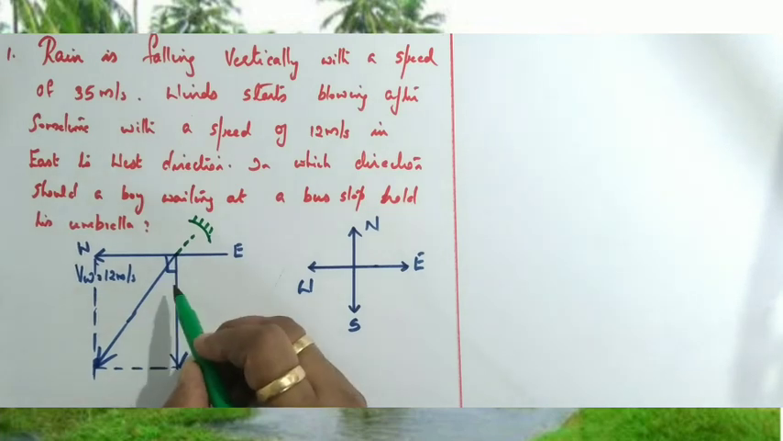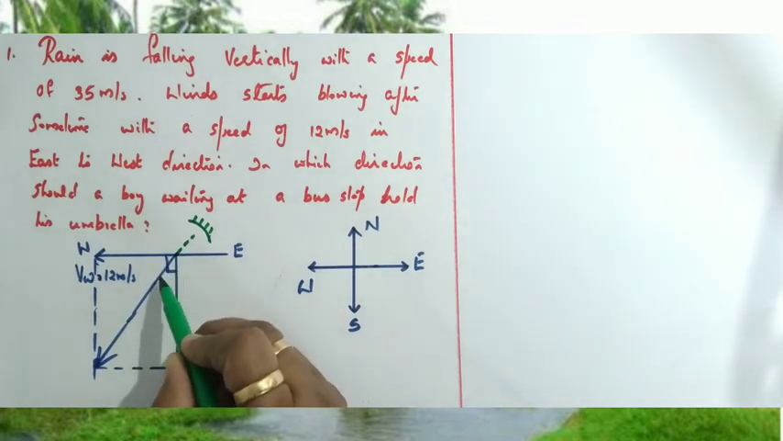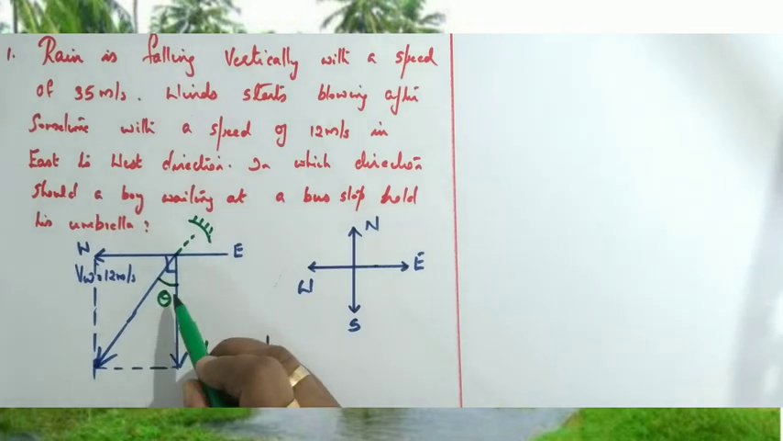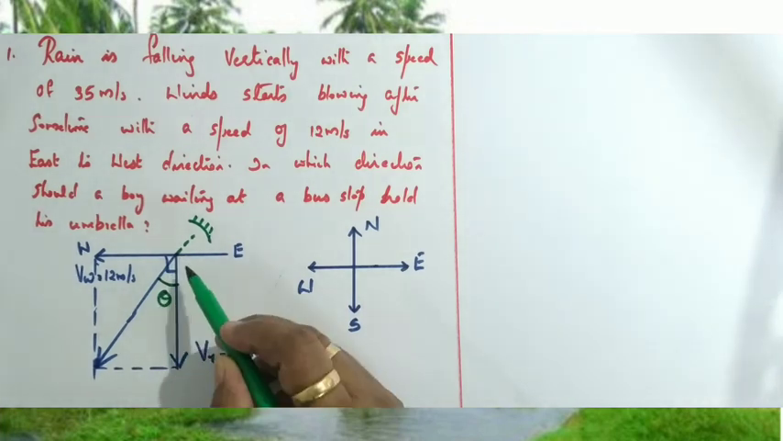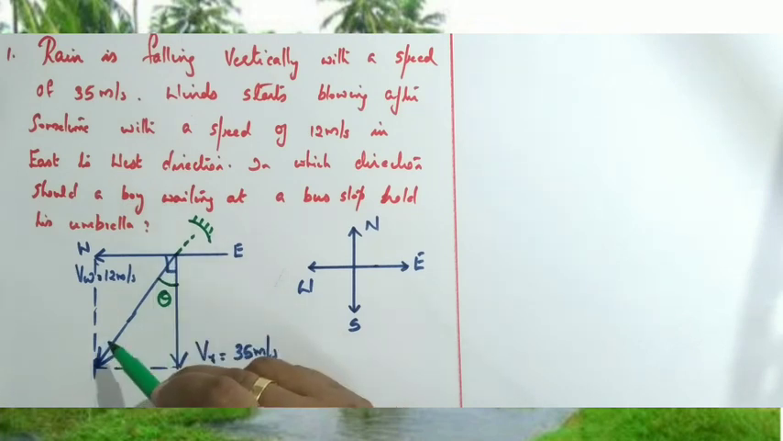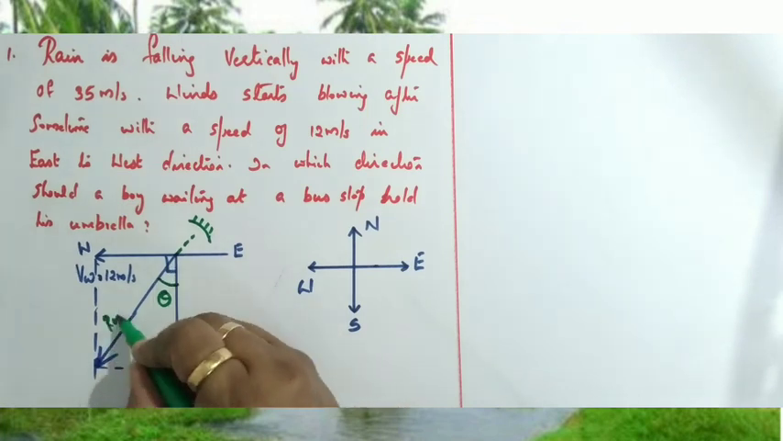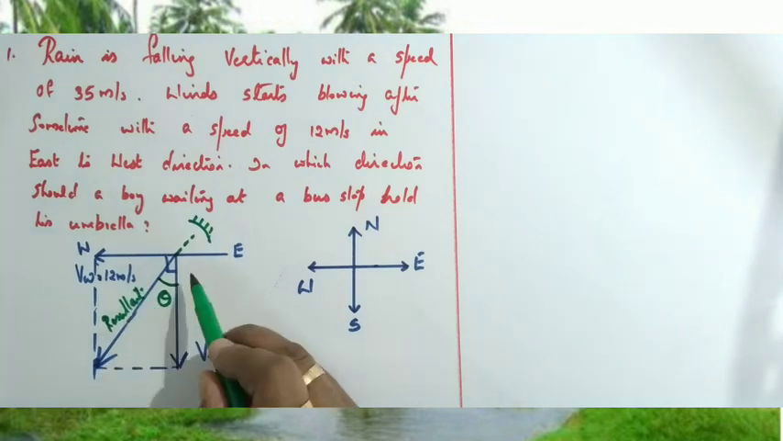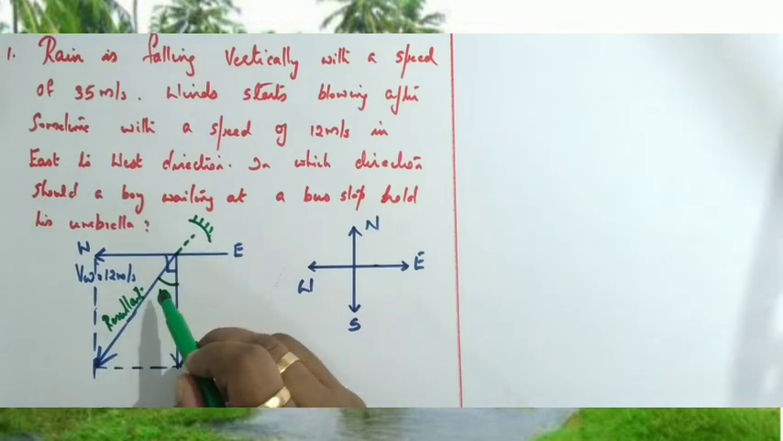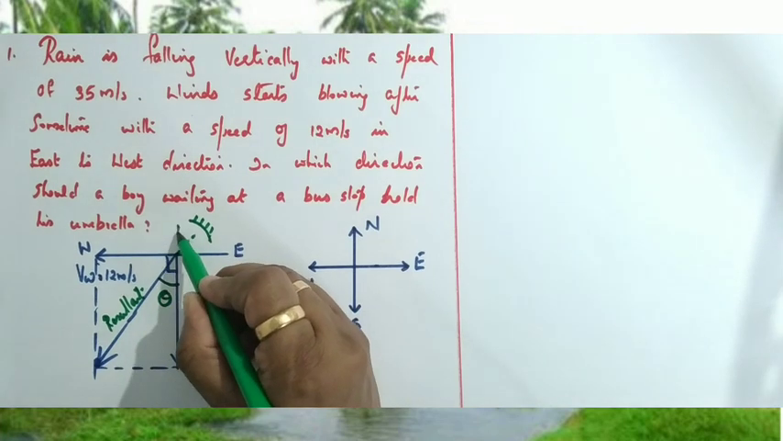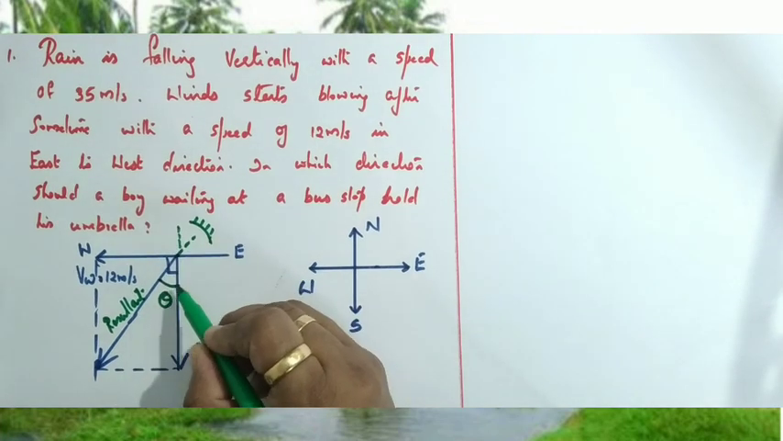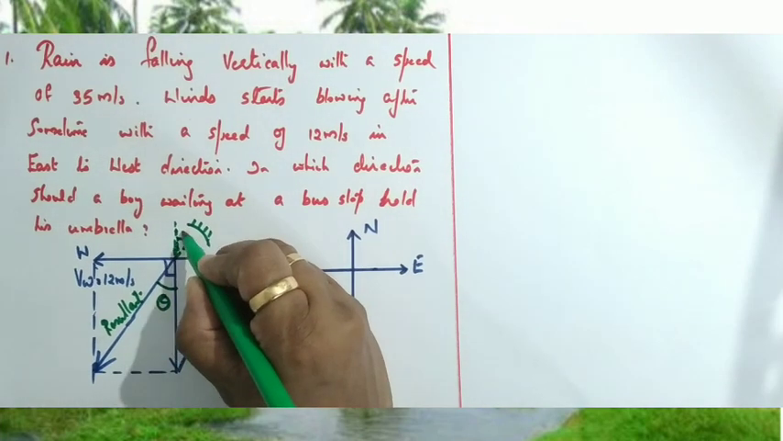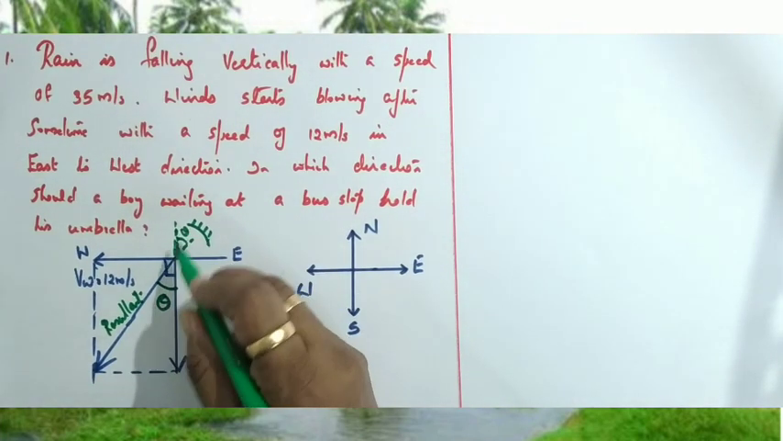So, what is the direction of holding the umbrella? We have to find the angle. The total angle is 90 degree. Let this angle be theta. Okay children, this angle is theta. That means theta is the angle between the direction of the rain and the resultant direction. This is the resultant velocity. So, theta is the angle between the direction of rain and the resultant. If this angle is theta, this is also theta, isn't it? These two angles are theta.